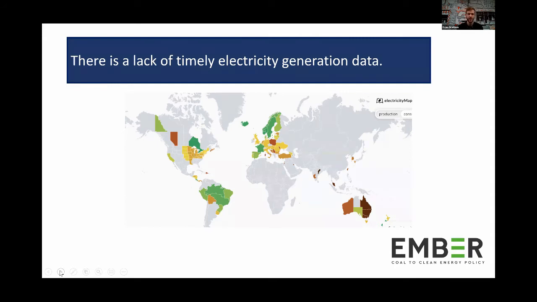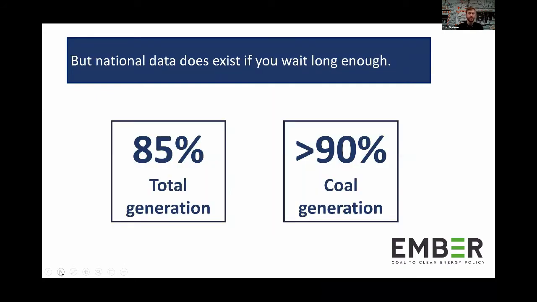Very few countries outside of the EU publish live generation data. But if you wait long enough, the national data does exist. By February of 2020, there was sufficient national data released to account for over 85% of total generation and close to 95% of coal generation globally. So we can use this national data to form the backbone of our report, and it allows us to release it when we have.